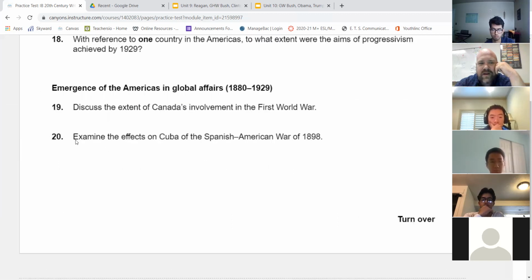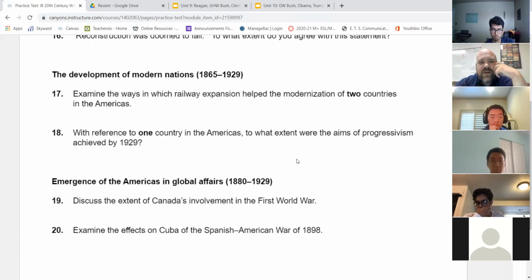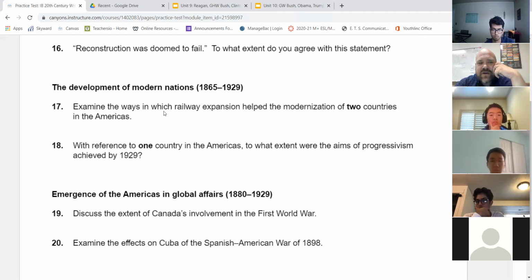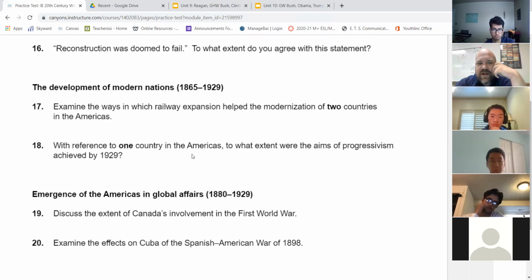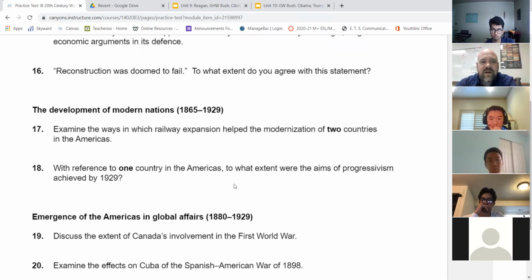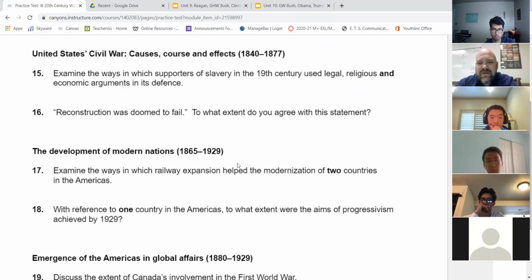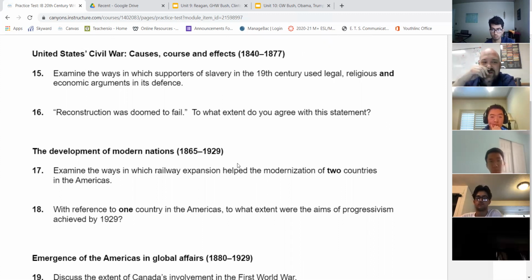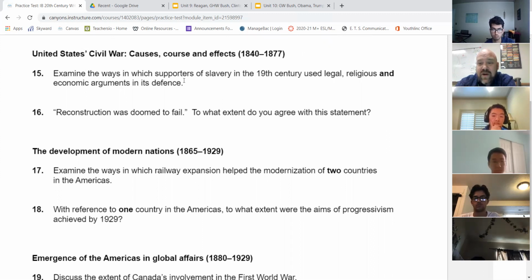How about effects of Cuba on the Spanish-American War? You guys should be able to do that one. You could do railway expansion, help modernize two countries. Let's see, reference to one country. To an extent where the aims of progressivism achieved by 1929. You should be able to do that one too. Number 18, you should be able to do that one. How about number 16? That's again my class. Okay, I think you guys can probably do number 15 as well.